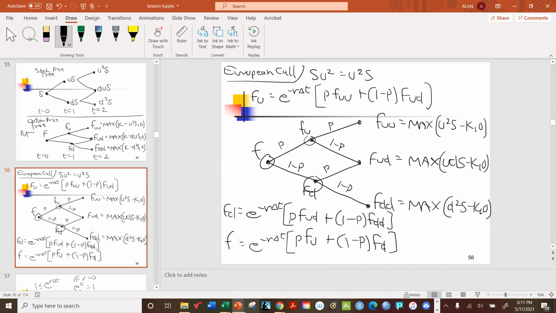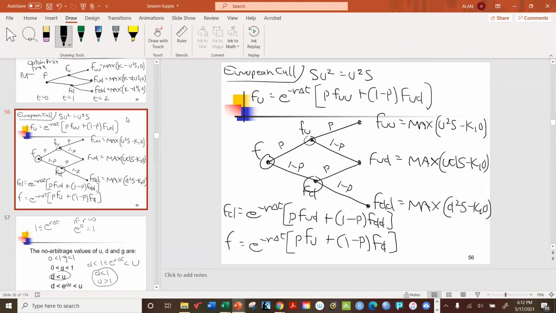Once I've filled in the payoffs or intrinsic values on the maturity date, I don't really need to look at the stock price tree any longer, because the entire tree is determined by the probabilities, the risk-free rate, and what comes at the next node. Now, of course, if I did have a European put, the logic here is exactly the same. The only thing that changes from a European call to a European put is the payoff. The rest of the tree is exactly the same.